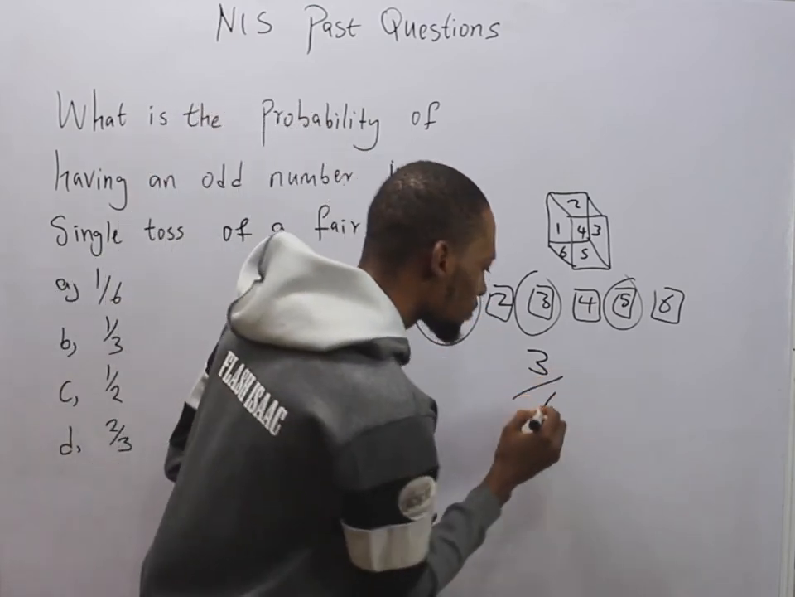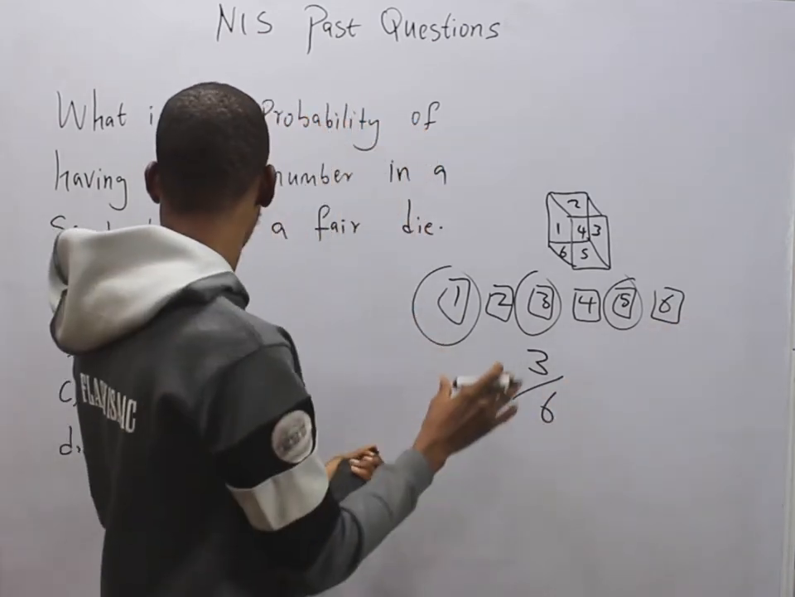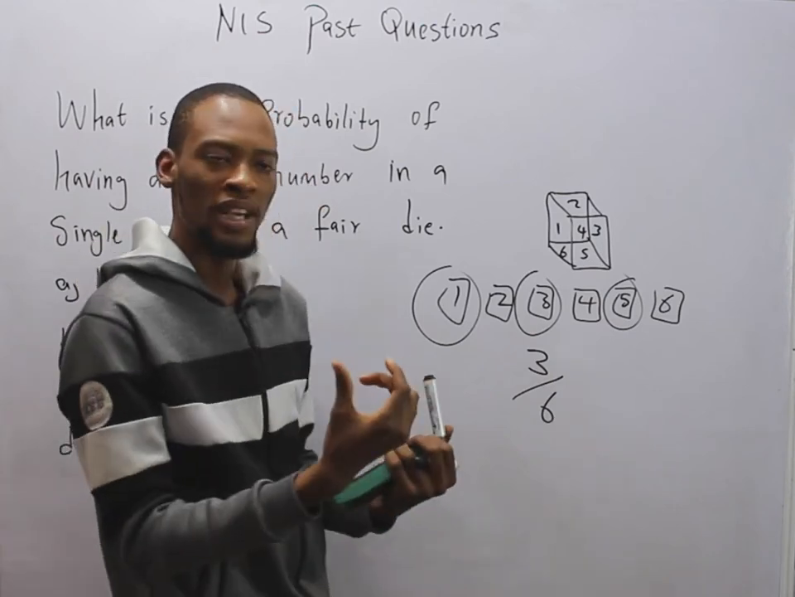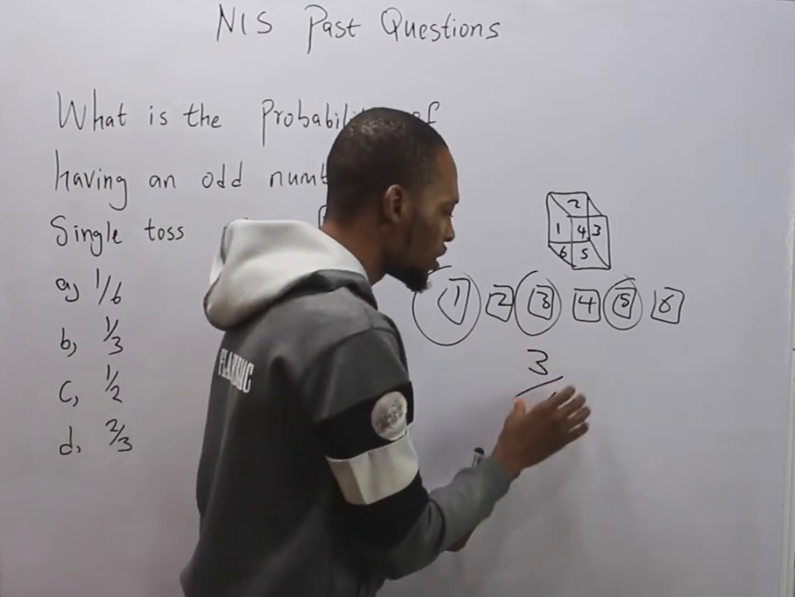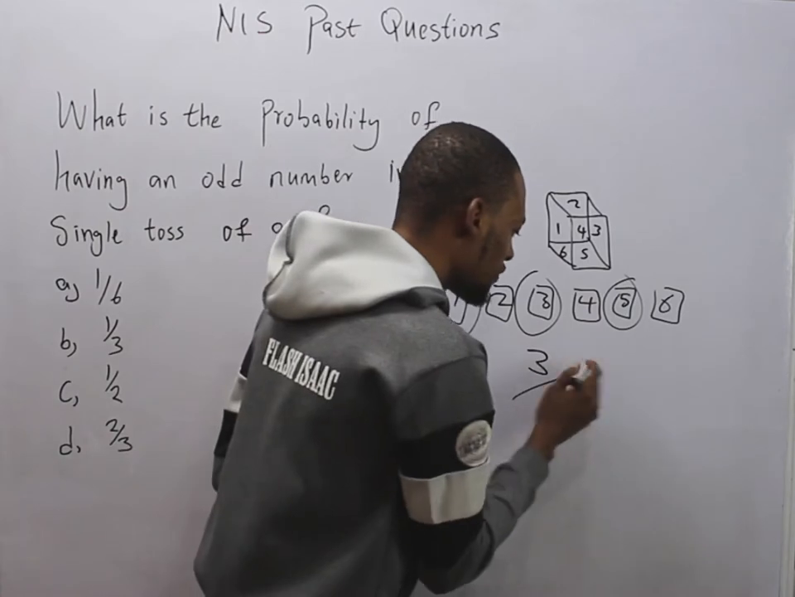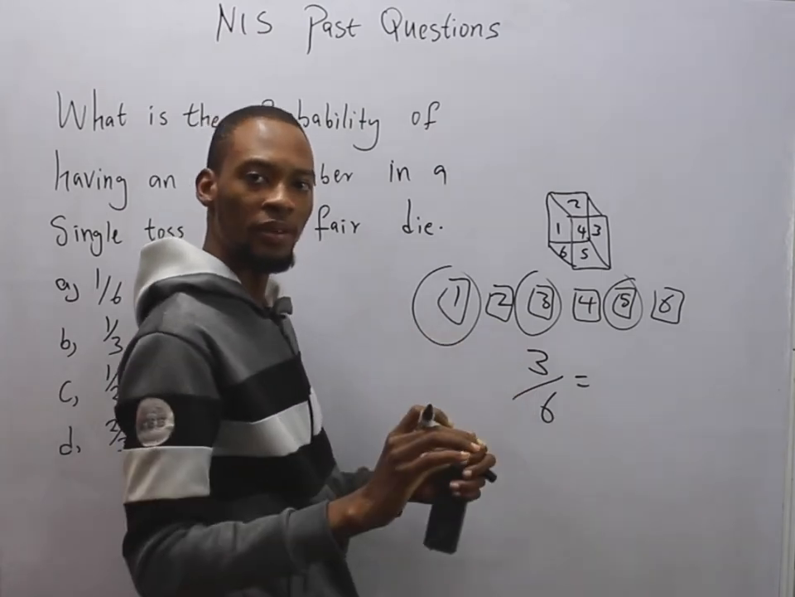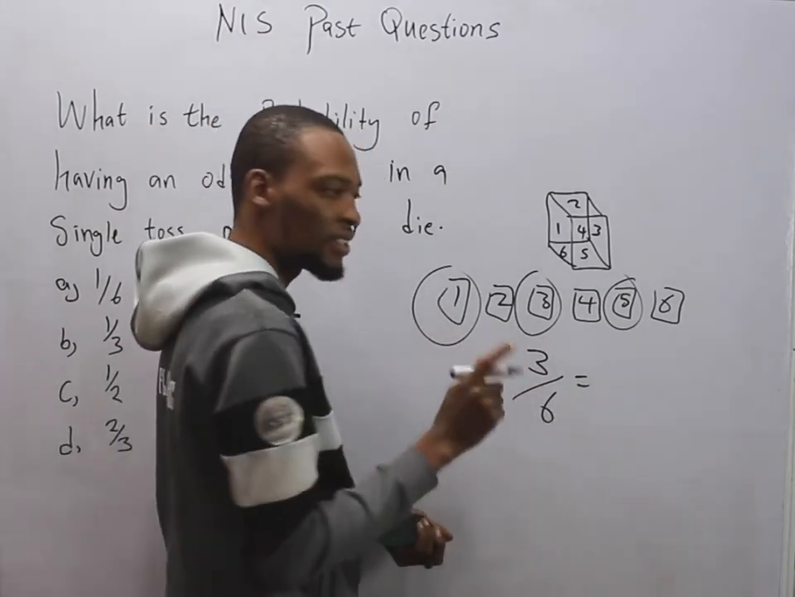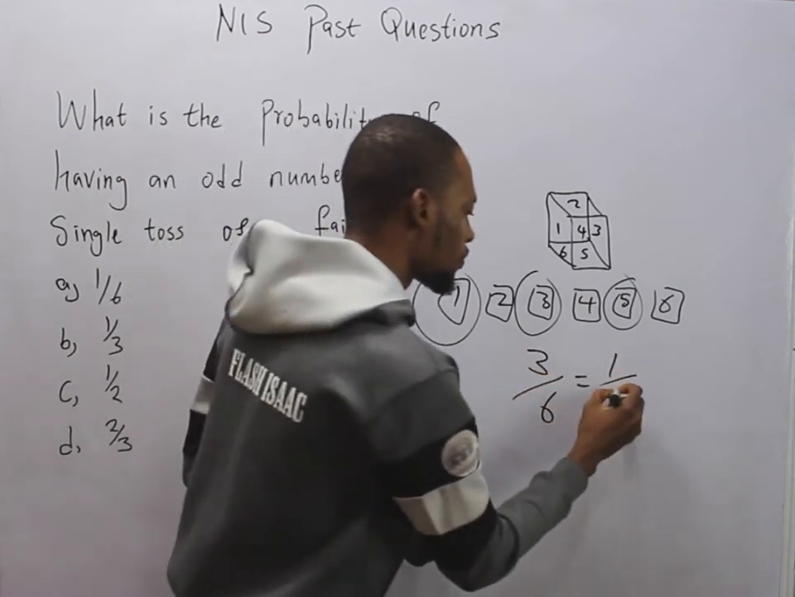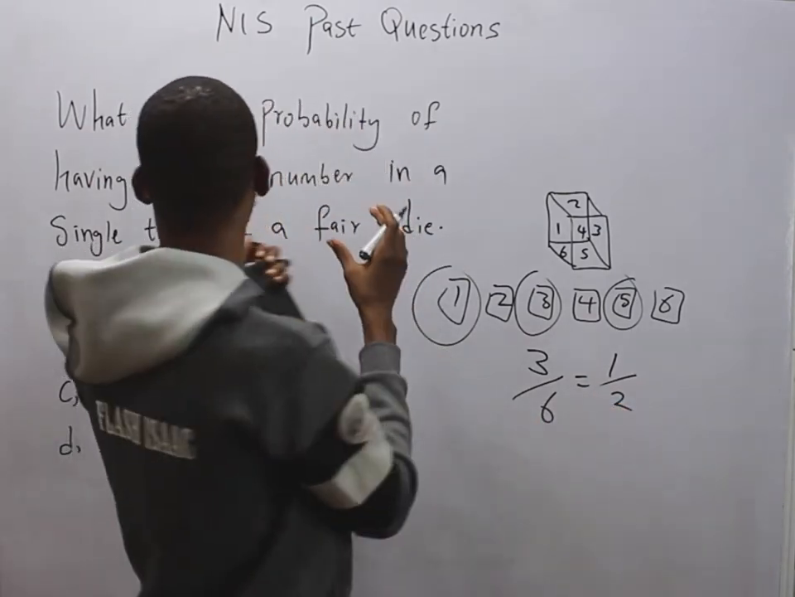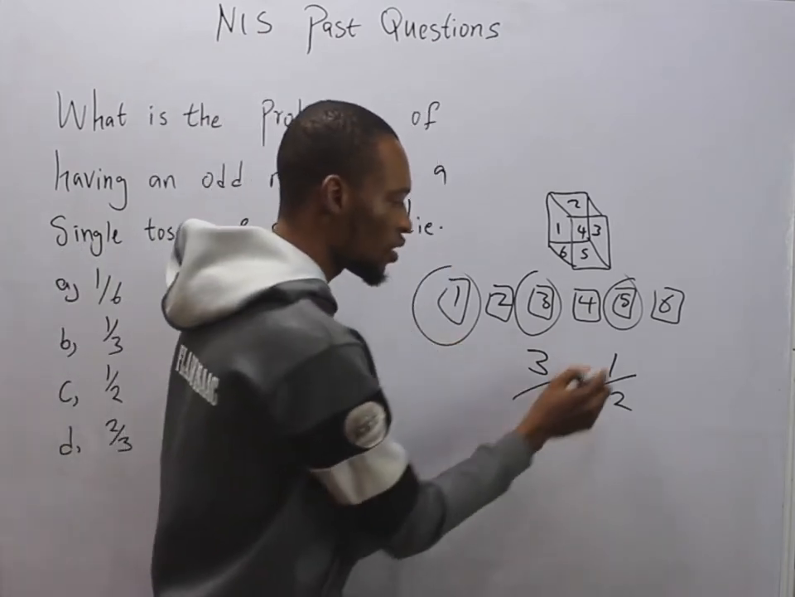So the total number of sides is 6, and 3 out of 6 are odd numbers. So this is 3 over 6. Now let's break this down into the smallest form. This is a proper fraction because the top is smaller than the bottom. We simply ask which number can divide both top and bottom without a remainder. 3 can work. 3 divided by 3 is 1, and 6 divided by 3 gives you 2. So the probability of having an odd number in a single toss of a fair die is simply 3 over 6, or 1 over 2.